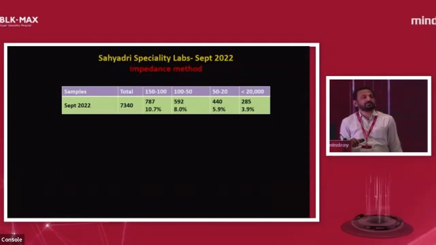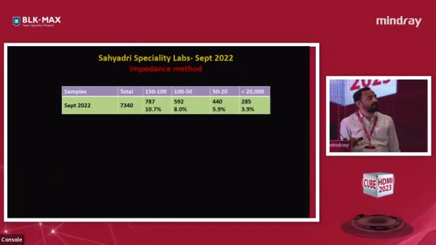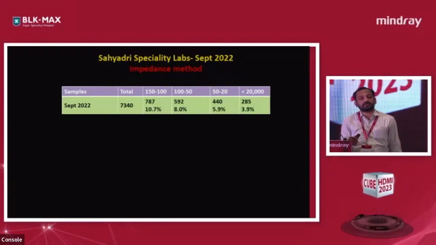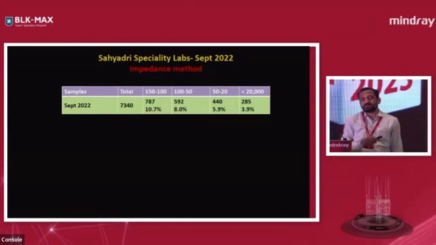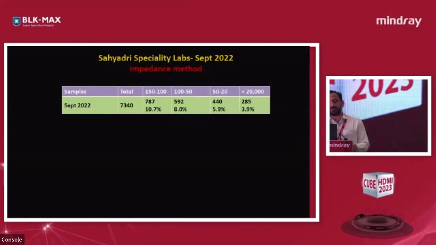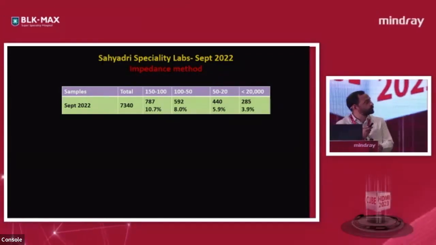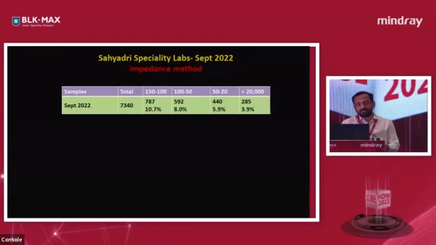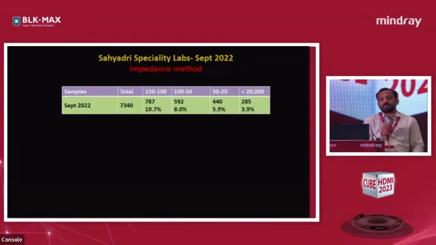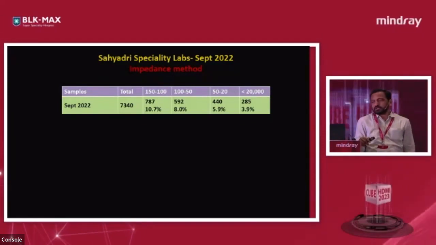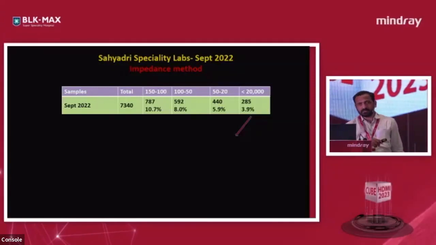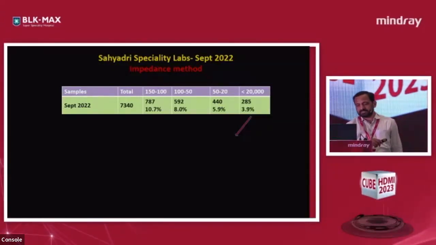Now, we did a study last September for the platelet count. A total of 7,340 cases were there, wherein thrombocytopenic patients were counted. Almost 10% were within the 100 to 150,000 category, 8% in 50 to 100,000, and below 20,000 were almost 300 cases. So we evaluated these less than 20,000 platelet count samples.